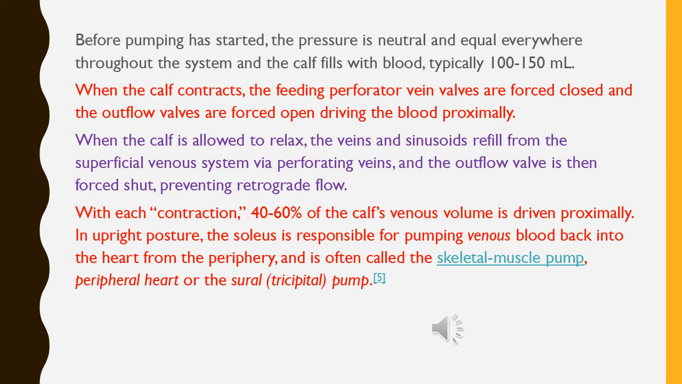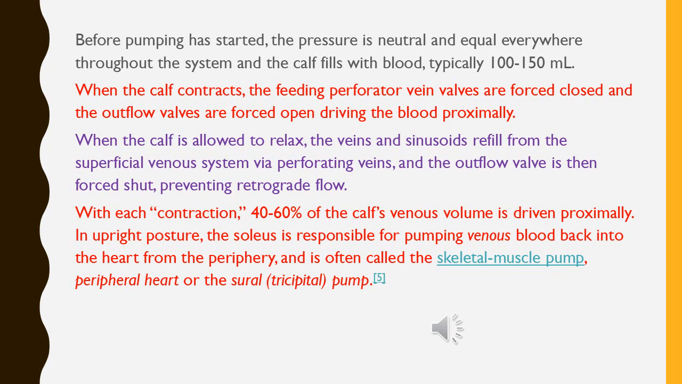Before pumping has started, the pressure is neutral and equal everywhere throughout the system, and the calf fills with blood, typically 100 to 150 ml. So when the calf contracts, the perforator vein valves are forced closed and the outflow valves are forced open, driving the blood proximally against gravity.